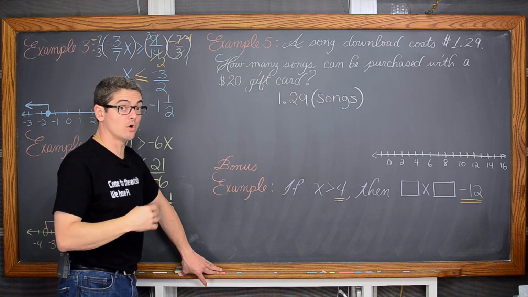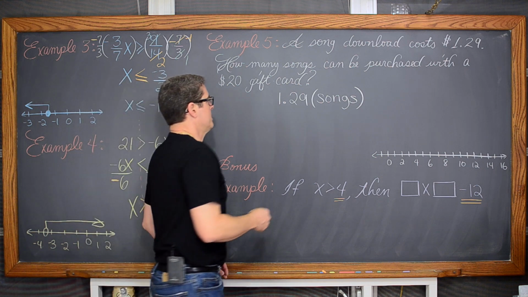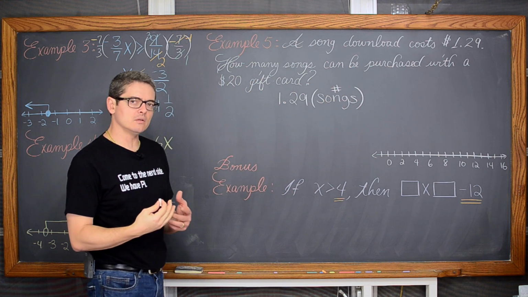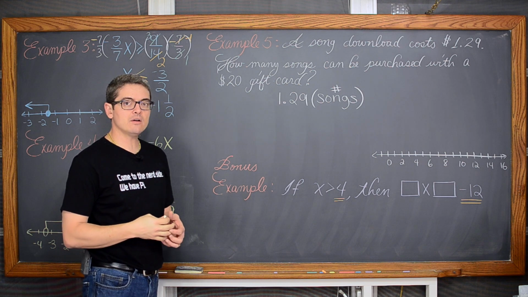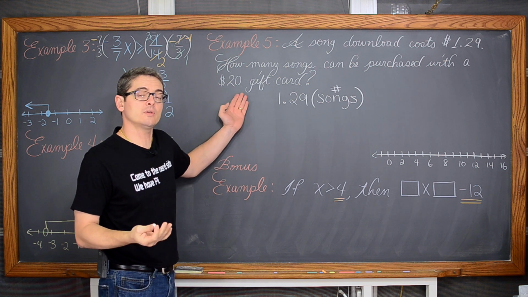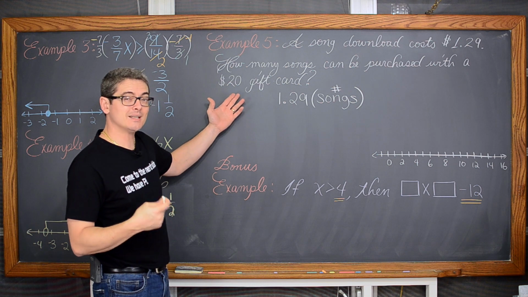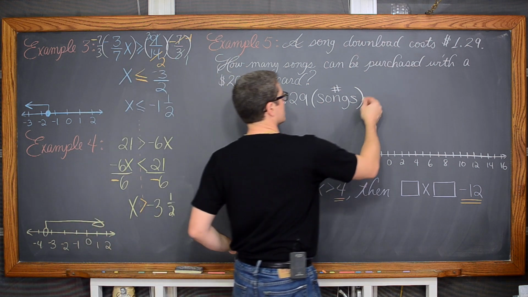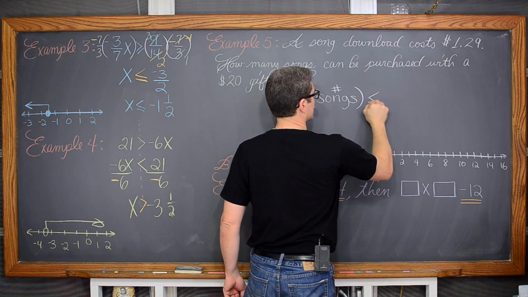which I like to write, in word problems, as the whole word as opposed to an x or a y. You might even write number of songs here. And how is that bill going to need to compare to the value of the gift card? Well, you can't spend $25 if you only have $20 to spend. Your bill has to be exactly equal to 20 or less than. So our inequality is 1.29 times the number of songs is less than or equal to $20.